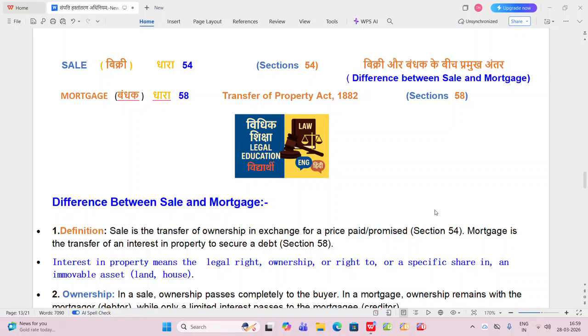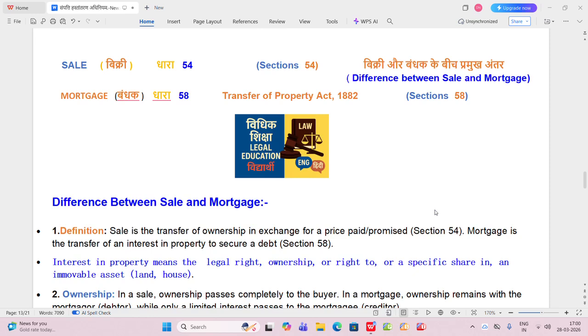In this video, I am going to discuss the differences between sale and mortgage. सेल को हिंदी में बिक्री कहते हैं. It comes under section 54 and mortgage को बंधक कहते हैं. It comes under section 58.